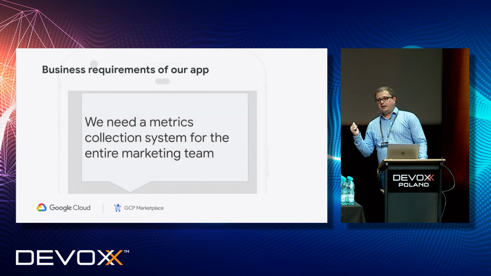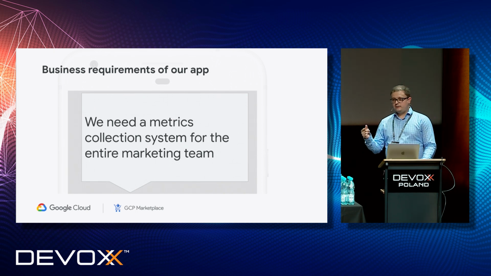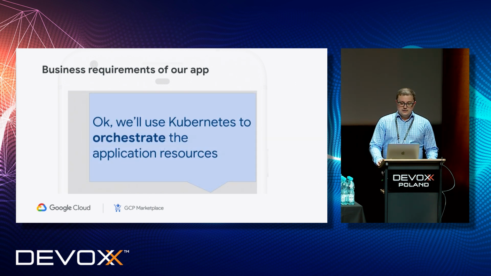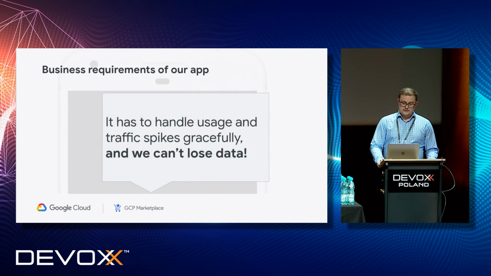So this is probably a kind of dialogue that you could actually experience in your real life. Let's imagine there is a business person coming to you and saying they need a metrics collection system for the entire marketing team. And that's so obvious, we'll use Kubernetes. Kubernetes is so innovative right now, and we'll orchestrate our application resources using Kubernetes. And of course, regular requirements to handle usage and traffic spikes gracefully, not to lose data, to have a reliable system.